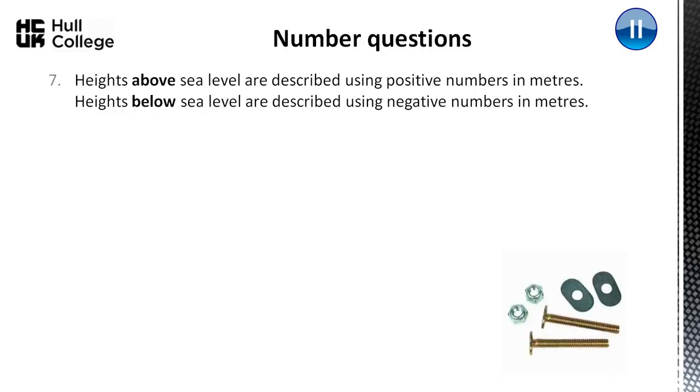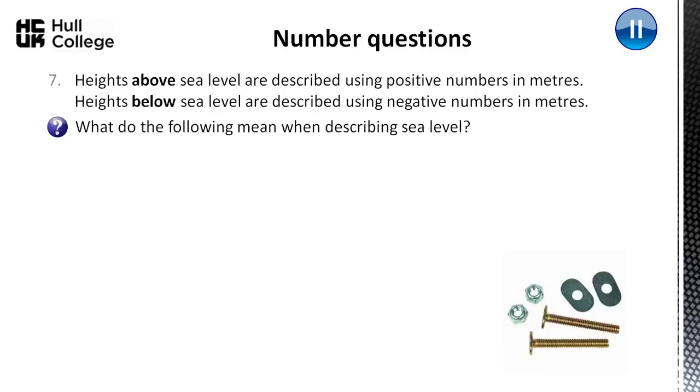Question 7. Heights above sea level are described using positive numbers in metres. Heights below sea level are described using negative numbers in metres. What do the following mean when describing sea level? A, positive 5 metres, and B, minus 10 metres.